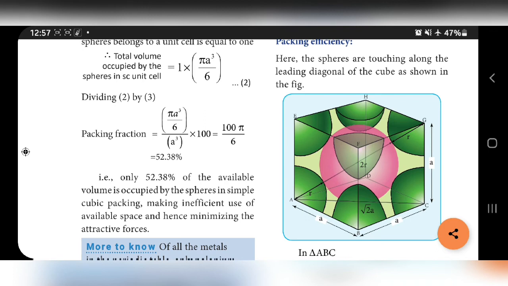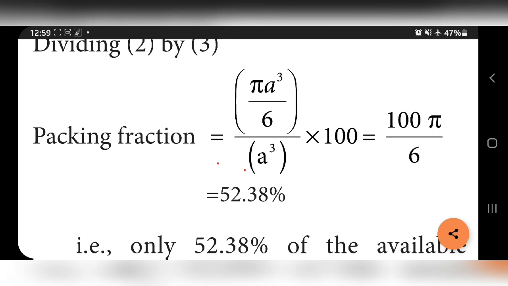Now we are going to substitute this value in our packing fraction formula. Packing fraction is equal to the total volume occupied by the spheres in one unit cell divided by the volume of the unit cell. The volume of the unit cell is a cube. The total volume occupied by spheres in the simple cubic unit cell is pi a cube divided by 6. If you simplify, you will get 100 pi by 6. So a cube cancelled, you will get 100 into pi divided by 6.